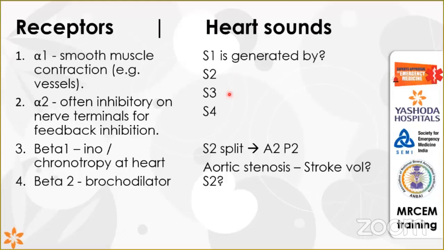Sometimes if there is aortic stenosis, the aortic valve takes longer to close because the ejection from the left ventricle will take time. So this will get reversed, P2 to A2. Similarly, stroke volume will reduce and S2 will have reversal of split.